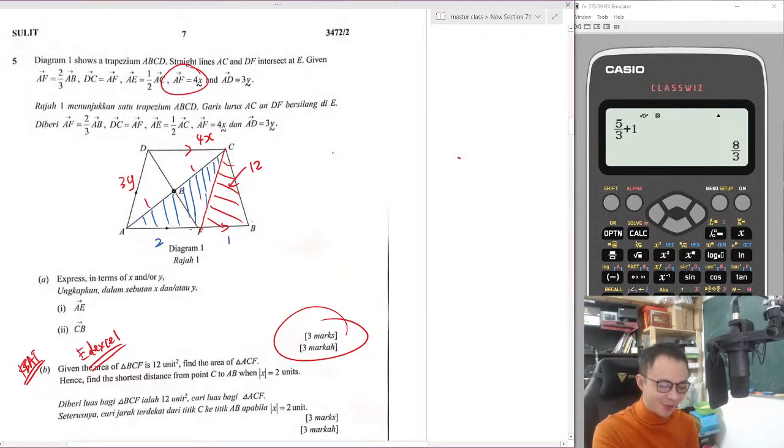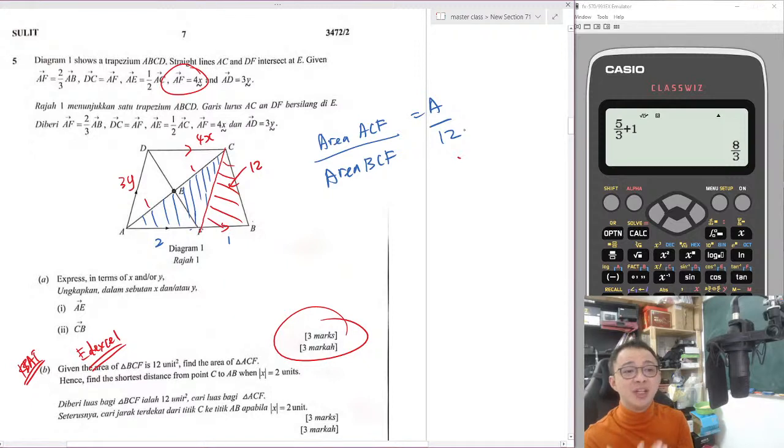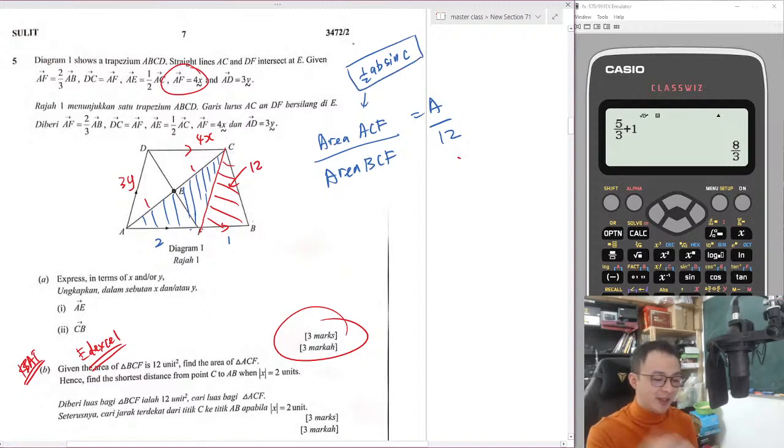So this is what I would do. I would say area, because they asked me to find the area for ACF, right? I do not know what the area of it is, so I'm going to call it A here. And then over the area of the other one, which is given, BCF, which is 12. So I use the ratio: area ACF to area BCF equals A to 12. Because we know the area is half ab sine C, isn't it? We have this formula for any triangle.